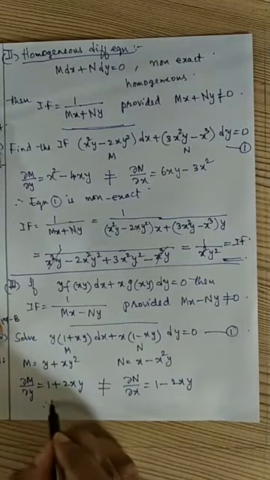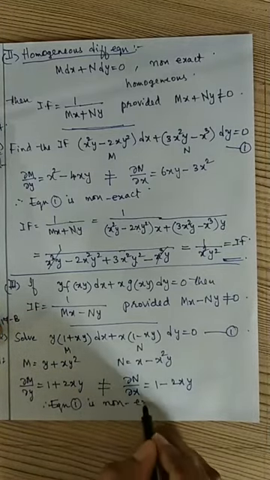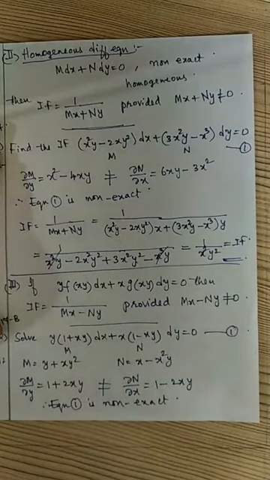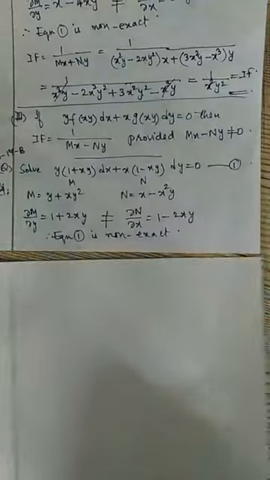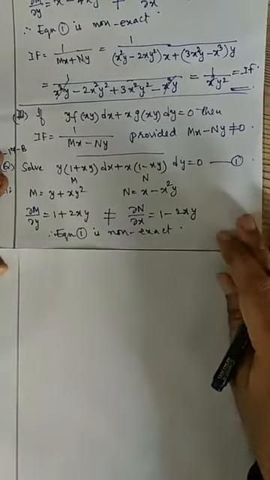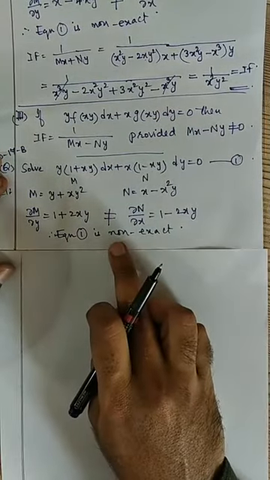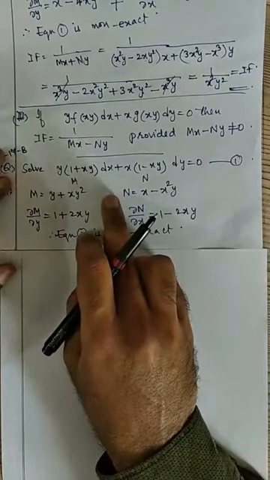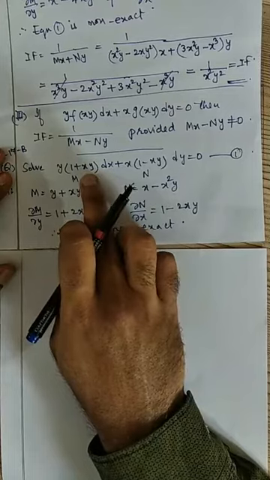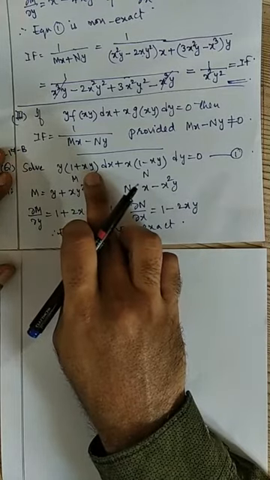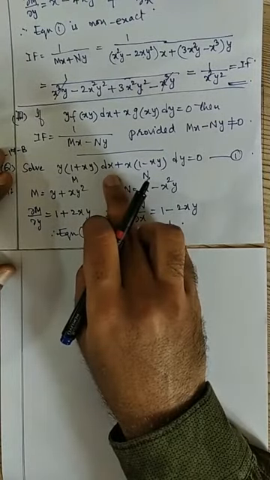Therefore equation 1 is non-exact. If it is non-exact, then we have to try to find the integrating factor. Here the given equation 1 is non-exact, and the inspection method is not applicable because y dx and x dy terms are there, but here xy square is also there, which we cannot manage by using the inspection method. So that's why we don't apply the inspection method for this equation.